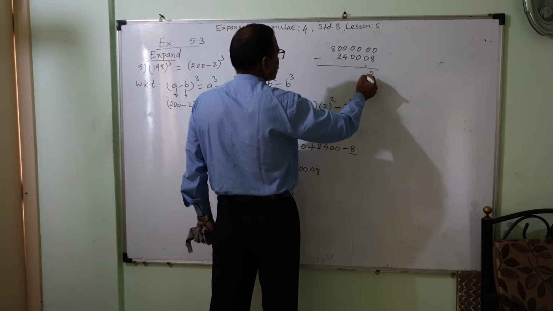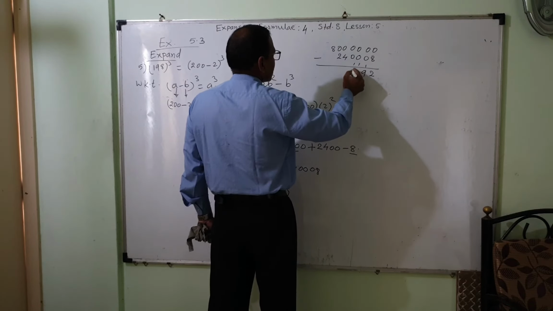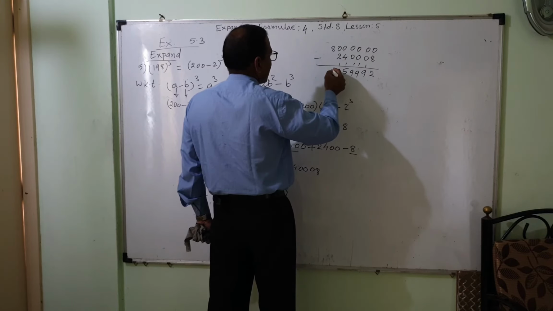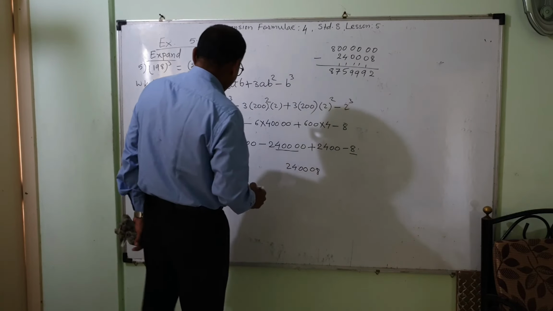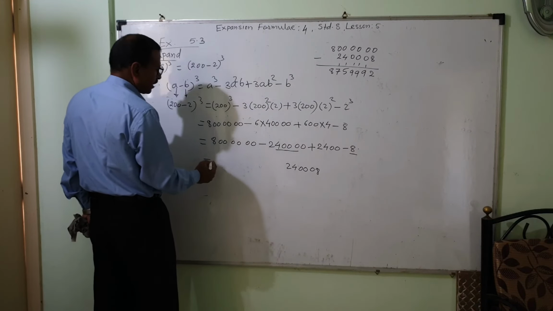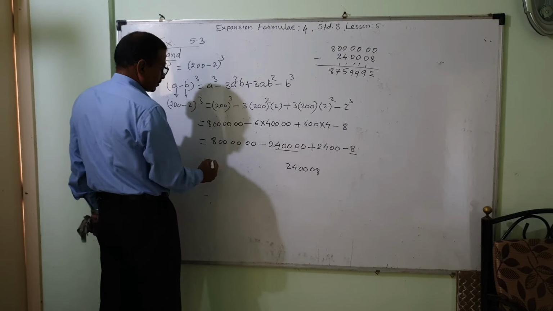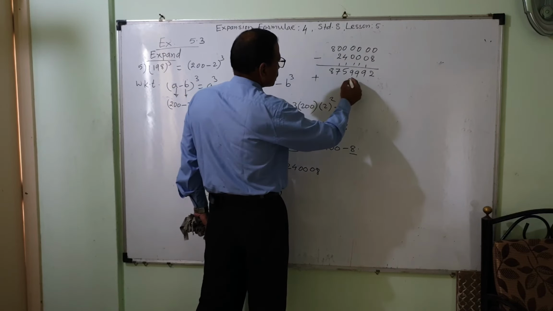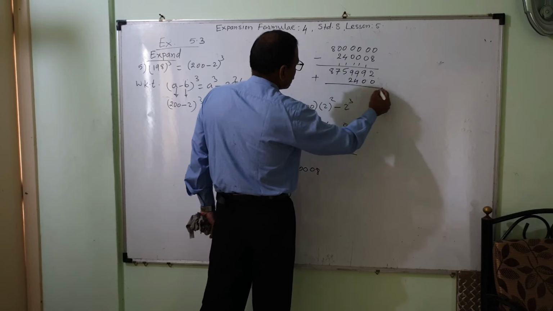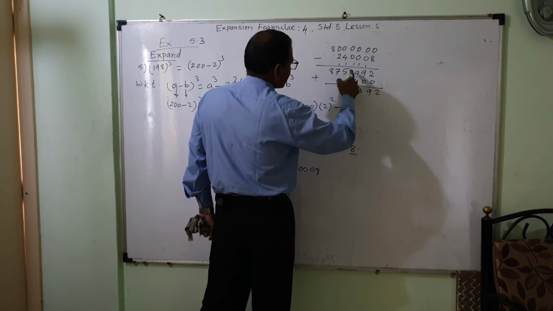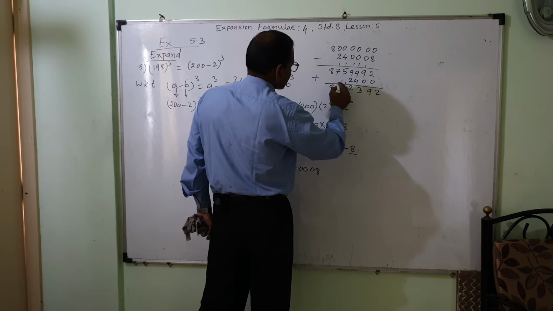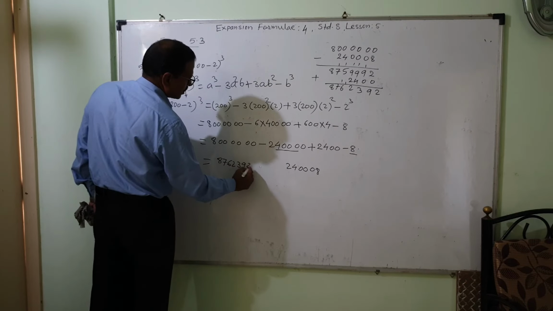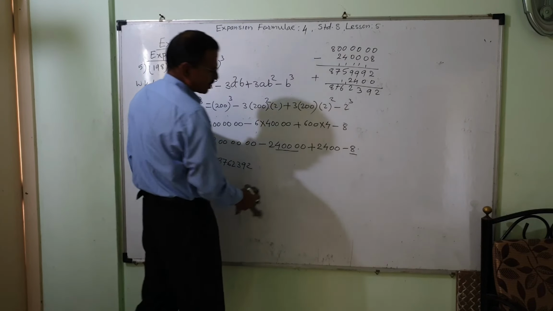Now this 2, 9, 9, 9 and this will be 5, 7 and 8. Now in that I will add this plus this, 2400. So answer is 7,762,392. This is the answer. Hope that you have understood this.